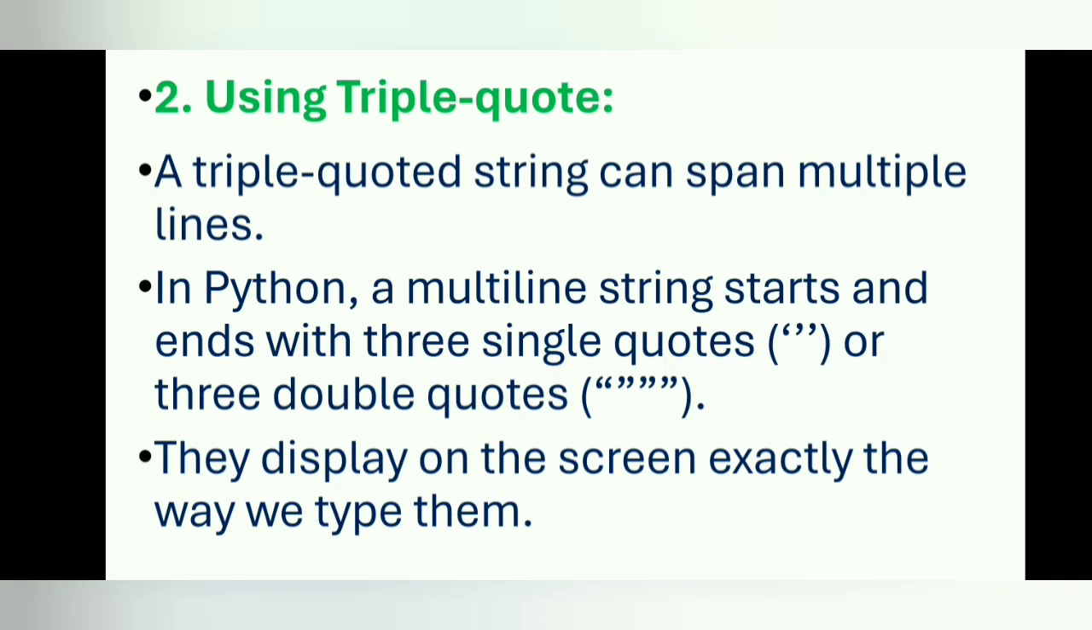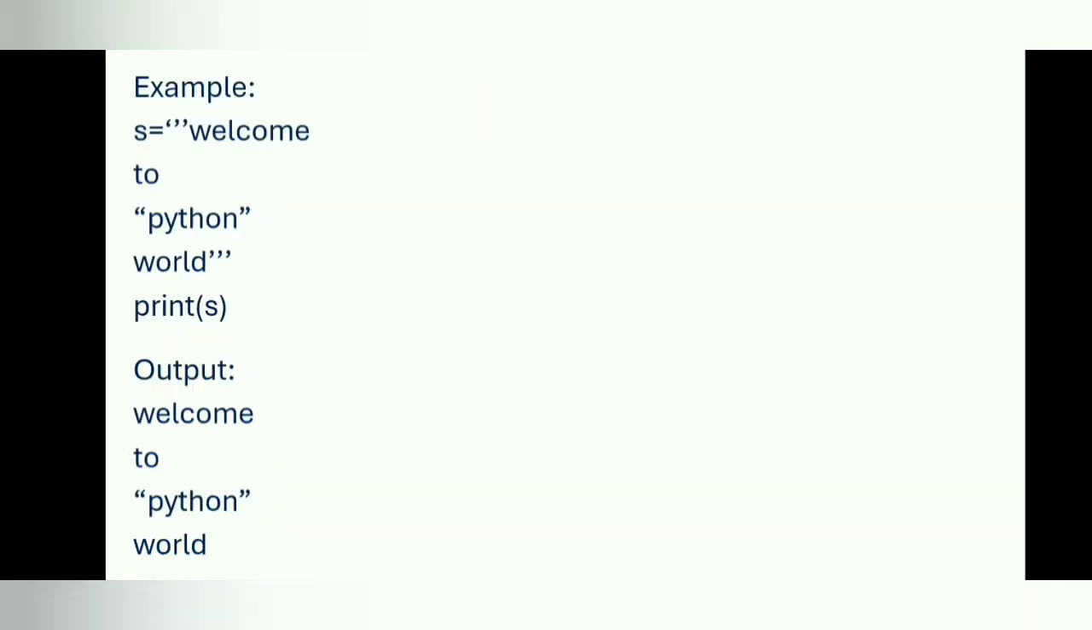Using triple quotes. A triple quoted string can span multiple lines. In Python, a multi-line string starts and ends with 3 single quotes or 3 double quotes. They display on the screen exactly the way we type them. In this example, we have used 3 single quotes to display a multi-line string.